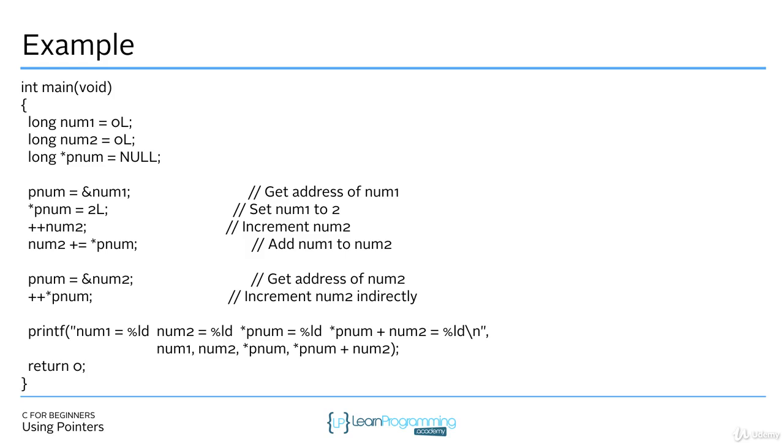Right, and we'll look at this inside of Code::Blocks, but I'm walking you through it. Num1 is going to be equal to, I think, 2L. Num2 is going to be equal to, it's pointing to num2. Pnum's 3L, so I think it's going to be 3L. Pnum is going to be 3L, and then pnum plus num2 is going to be 6L. So let's see if I'm right. Let's go through this in Code::Blocks.